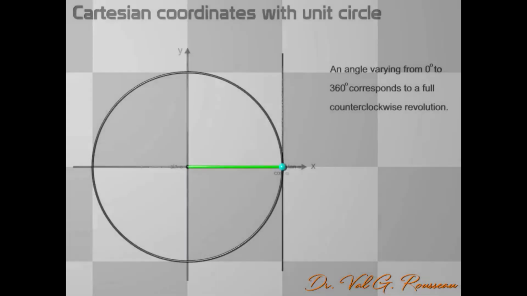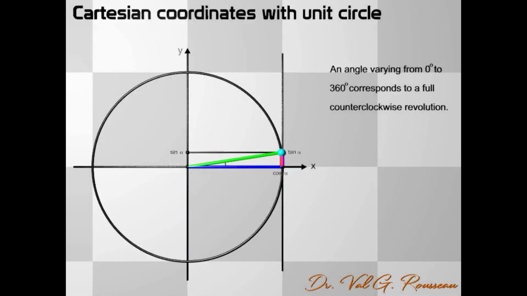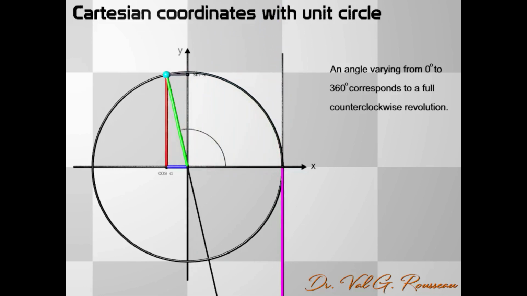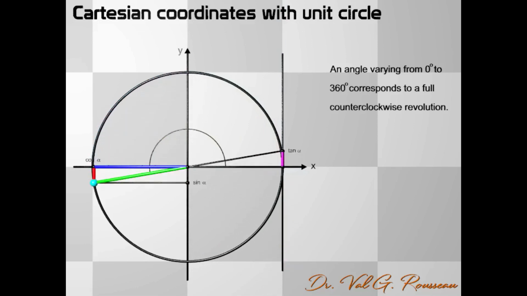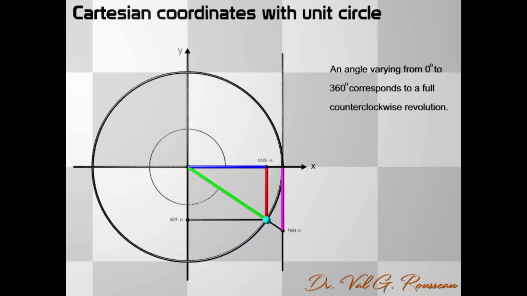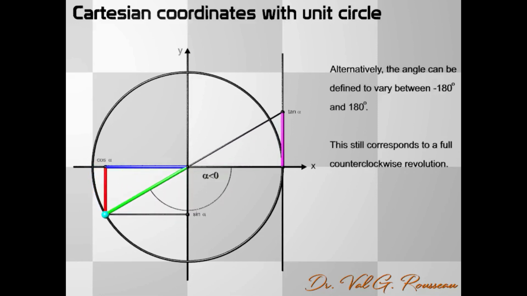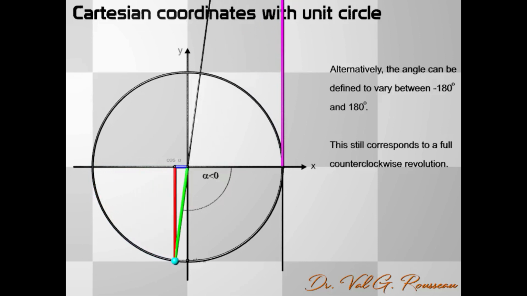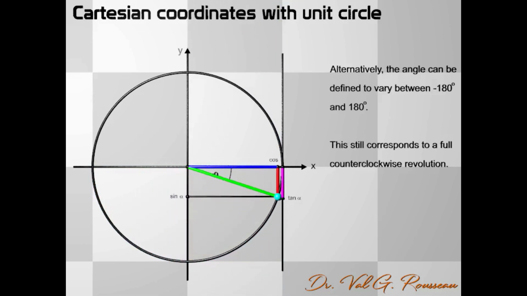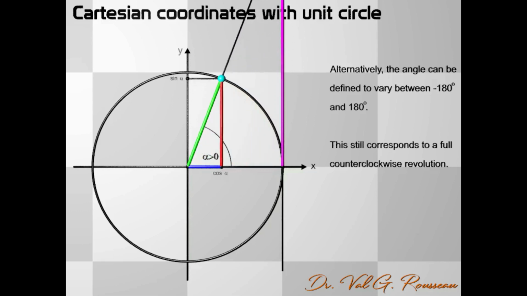As a reminder, we saw that the sine, cosine, and tangent of a given angle can be conveniently represented by using the unit circle, and that an angle varying from 0 to 360 degrees corresponds to a full counterclockwise revolution. Instead of defining the angle as varying from 0 to 360 degrees, it is often convenient to define it as varying from minus 180 to plus 180 degrees. This still corresponds to a full counterclockwise revolution.